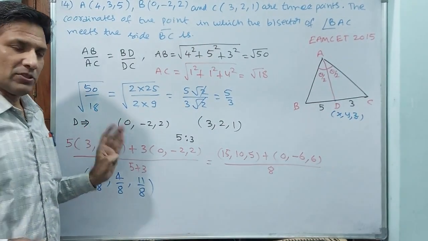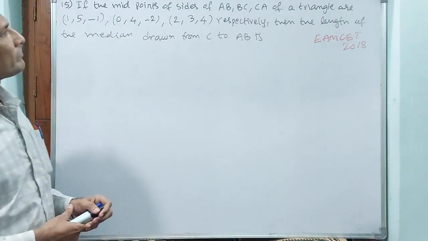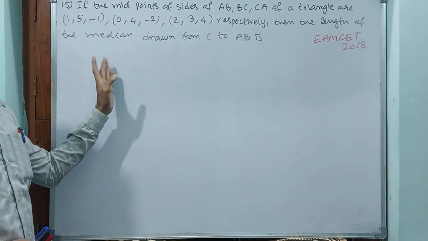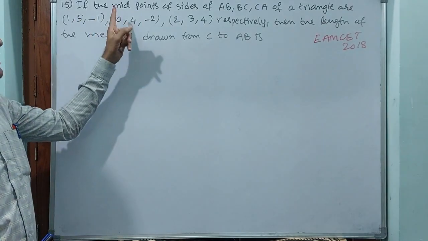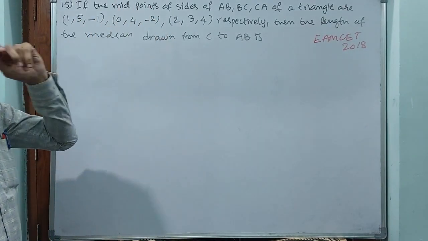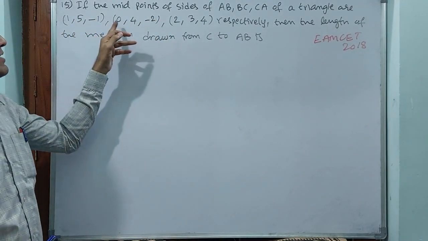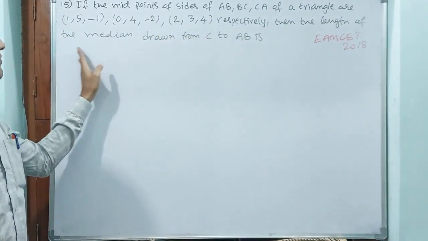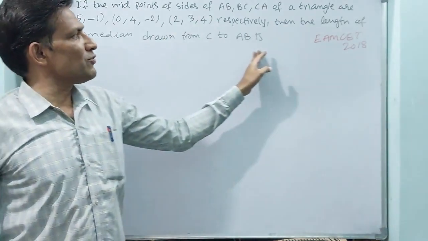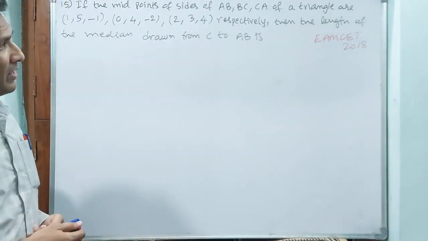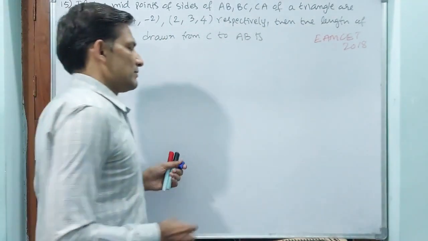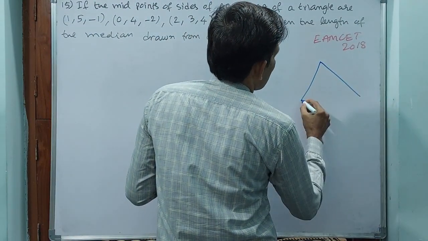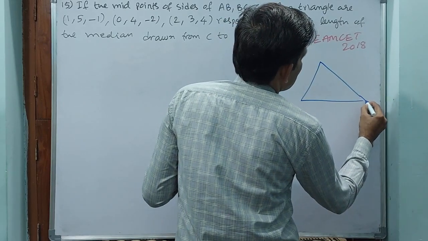Let us go for the next question. Observe carefully this question. Because triangle, they have mentioned clearly: if the midpoints of the sides AB, BC, CA of a triangle are (1, 5, minus 1), (0, 4, minus 2), (2, 3, 4) respectively, then the length of the median drawn from C to AB is... See, one figure I want to draw first. Observe carefully this figure. If you observe this figure carefully, then you can attempt this question easily.